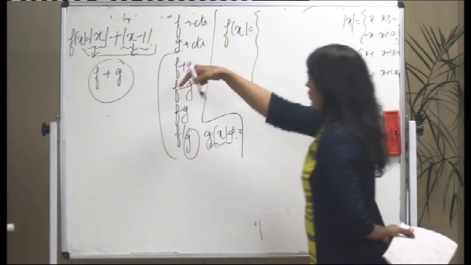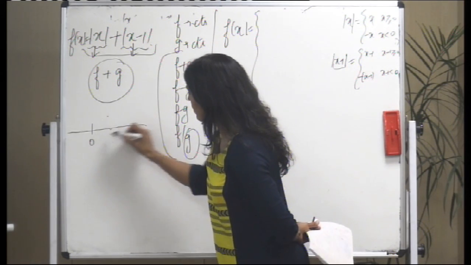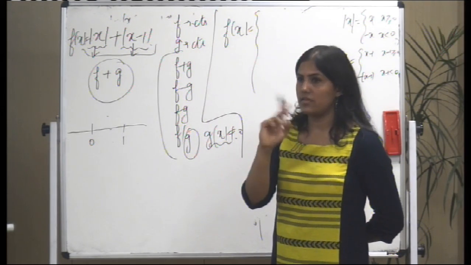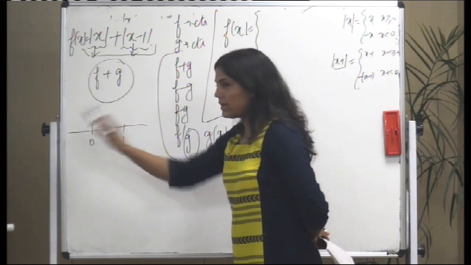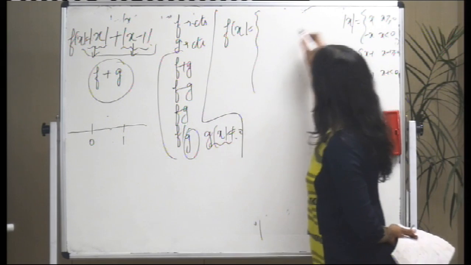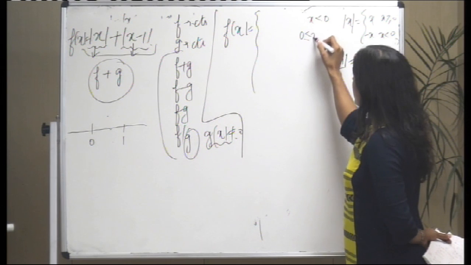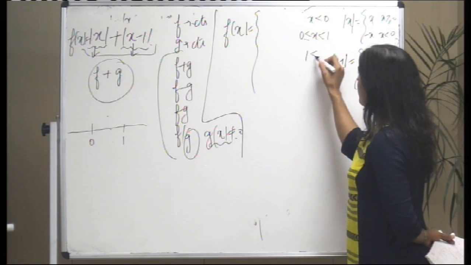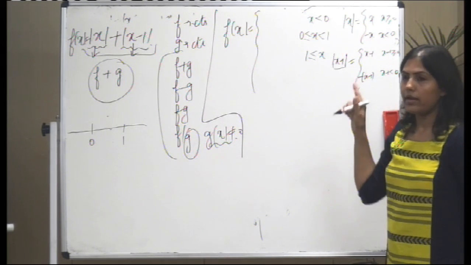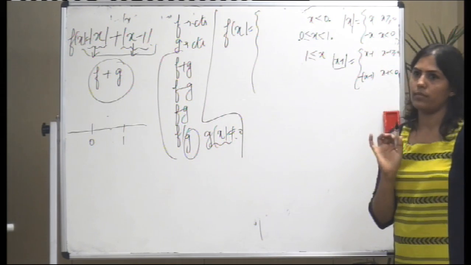Now let me write this function. The breakup for this function: the main disturbing points are 0 and 1. So I will divide the real line with the help of these 2 points. How will I divide? For x less than 0, for 0 less than or equal to x less than 1, and then 1 less than or equal to x. I have taken the full real line, and only at these points is the function changing, otherwise the function is the same.